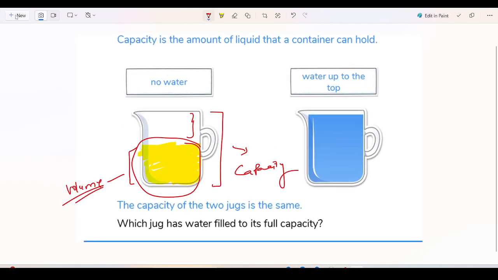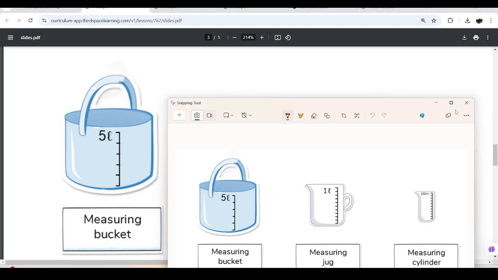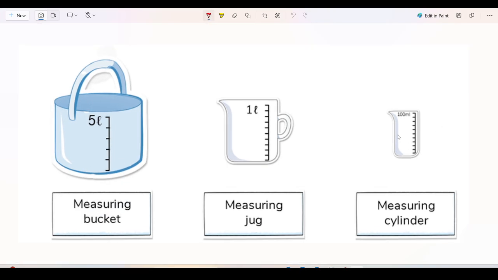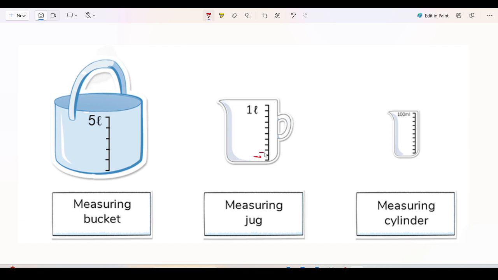In this one you can not only measure 1 liter but also less than 1 liter. How? As you can see, there are 10 small lines, one, two, three, like that. And we know in 1 liter how many milliliters are there? 1,000. Very good. So the first line is 100 milliliter. The second represents 200 milliliter. Can you tell me how much this line is representing? 300.